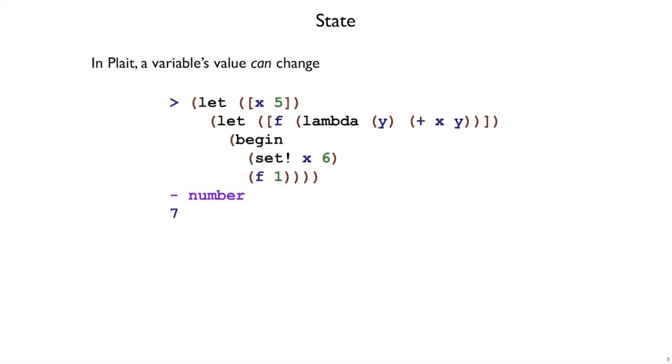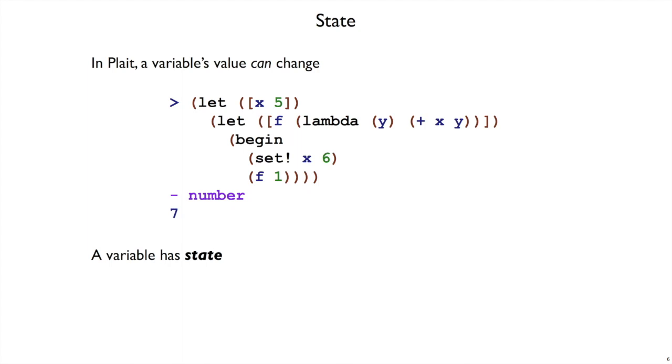In Plait, a variable's value can change. Here's a similar example where I've let x be 5. I have a function f that refers to x. But before calling the function, I'm using setBang with the exclamation mark that says something weird is happening here. The weird thing is state. It's changing the x from the value 5 to the value 6, so that by the time I call the function f, x means 6 instead of 5, and we add 1 to 6, and that's why we get 7 out. We would say now that variables in Plait have state, and they don't in curly.